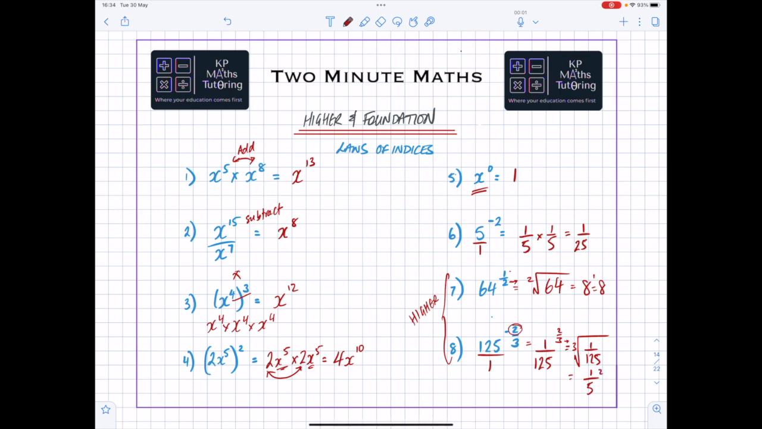So you're squaring that, which is basically the same as what we did up here. So it's 1 over 5 times 1 over 5, which is 1 over 25. So 125 to the power of minus 2/3 is 1 over 25. Quite a lot of information in that one, but just a quick recap before you go into your exams.